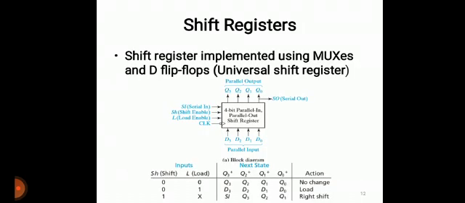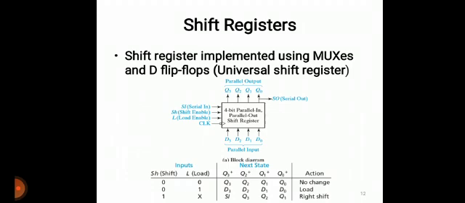Next, we have the shift register implementation using a multiplexer and the D flip-flop. That is called the universal shift register. In this case, we have the inputs: serial in, shift enable, load, clock signal, parallel input, parallel output, serial output. A universal shift register contains all the types of shifting process.